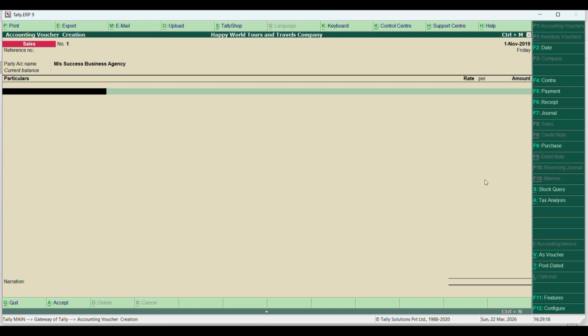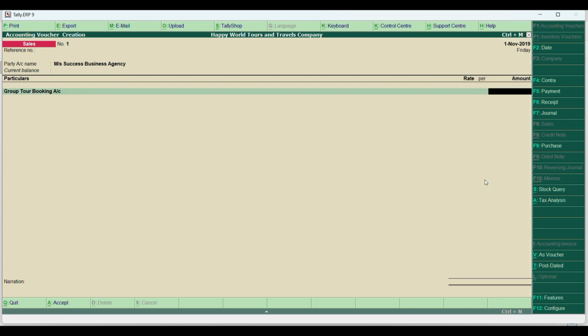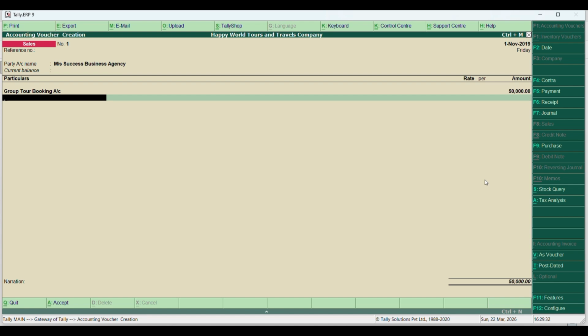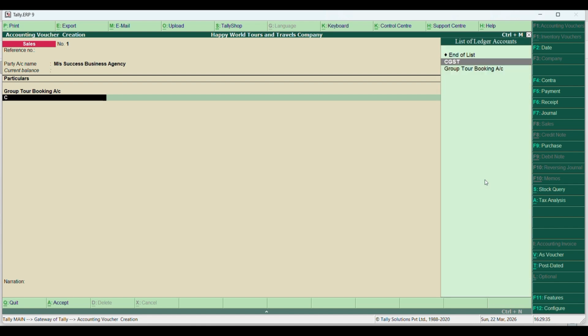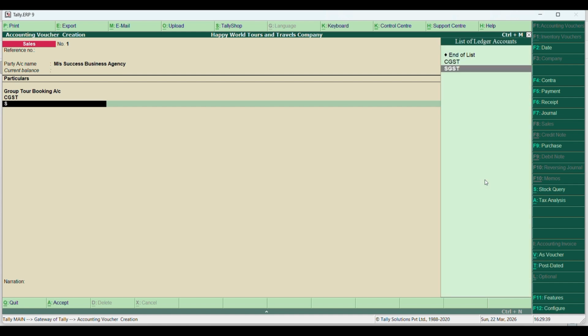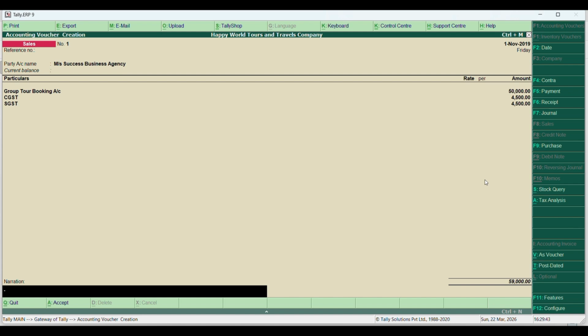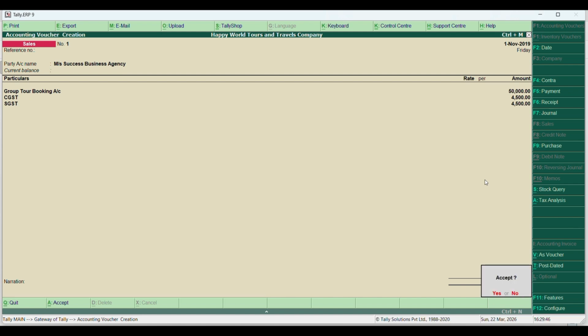Here we are going to sell the services, that is group tour booking. So we are going to create this. The amount was 50,000. Then we are going to give CGST. Okay, this will calculate automatically. SGST. Accept and yes. So this is the amount along with the GST, that is 59,000.